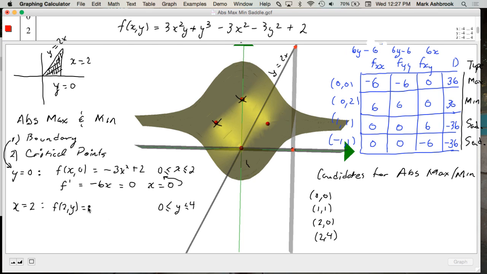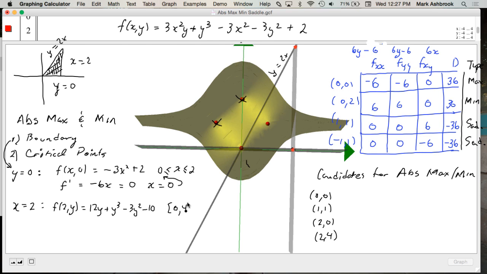12y plus y cubed plus y cubed minus 3y squared minus 10. Did you account for the minus? It is minus 10: minus 12 plus 2, so together that makes minus 10. So it's simplified? Yep. And then that's from 0 to 4?